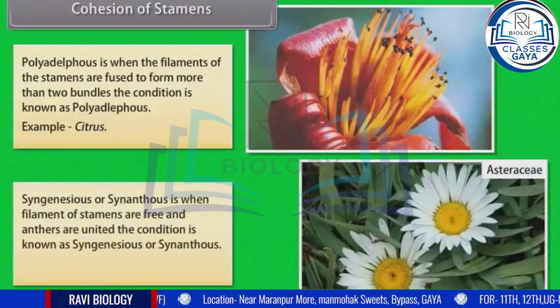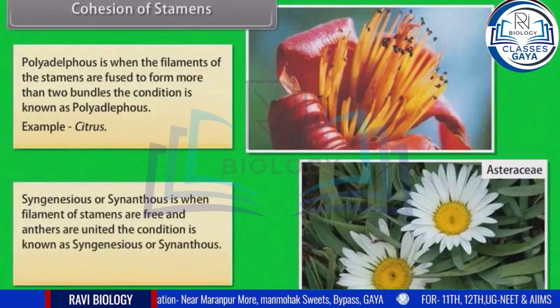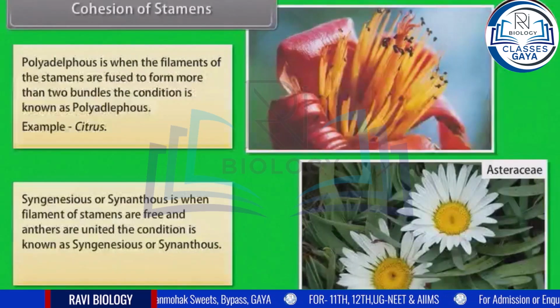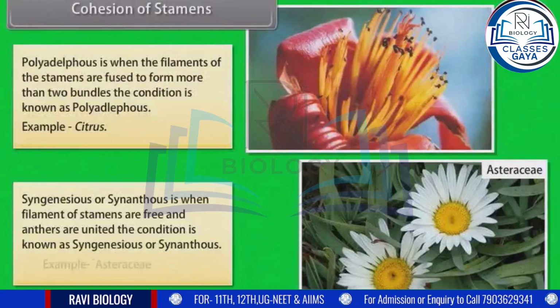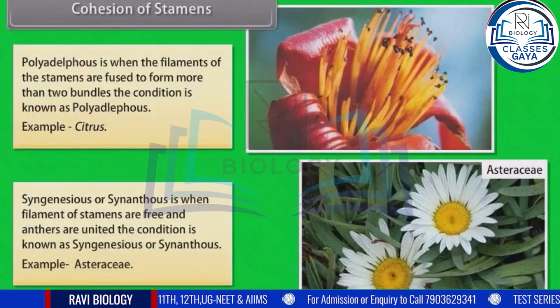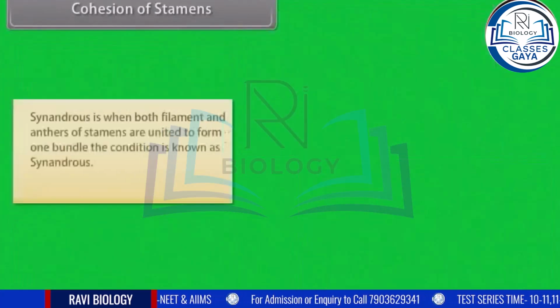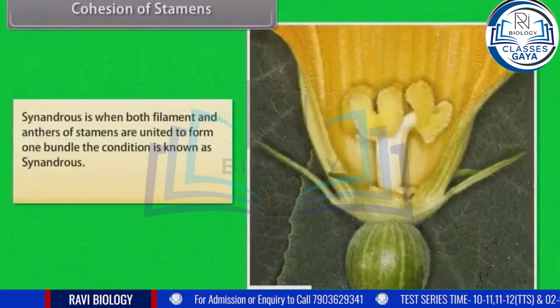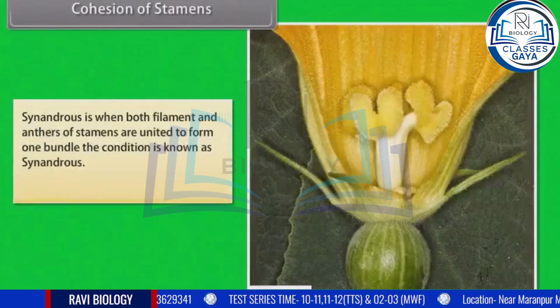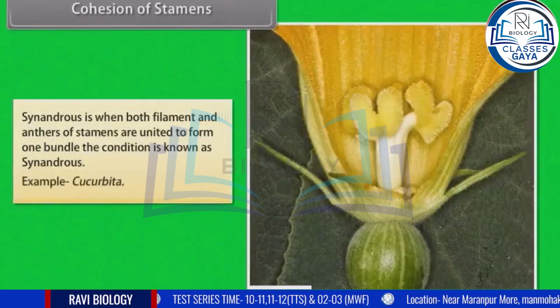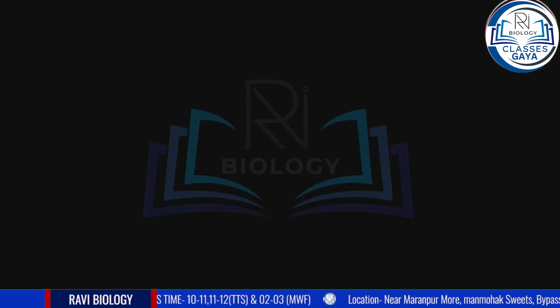Syngenesious or synantherous is when the filaments of stamens are free and anthers are united. Example, Asteraceae. Synandrous is when both filaments and anthers of stamens are united to form one bundle. The condition is known as synandrous. Example, Cucurbita.